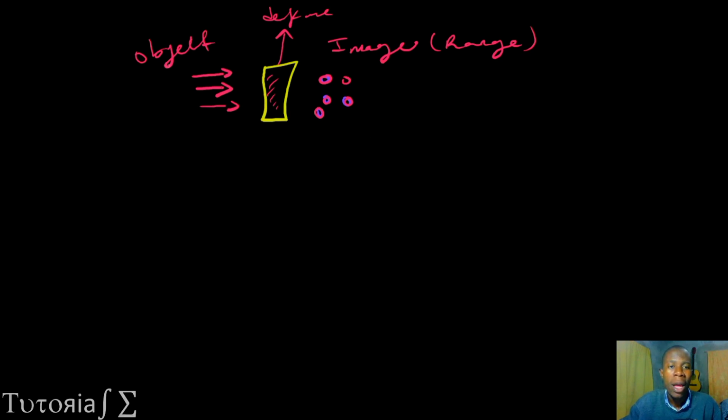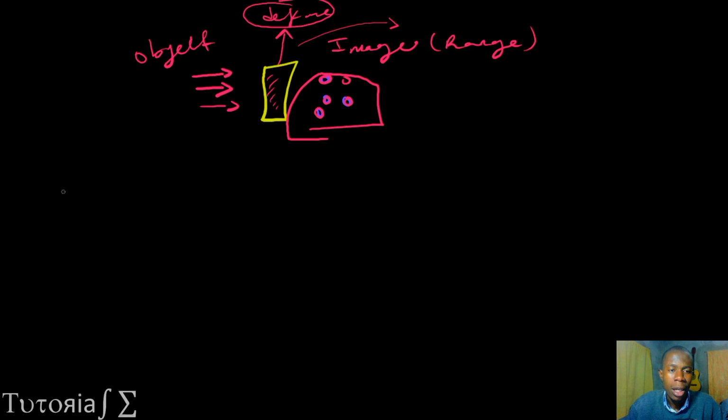So when objects go through a particular definition, they are transformed and they produce an image, which is what we have here. And in linear algebra, we are going to be determining if the image produced here is linear or not.